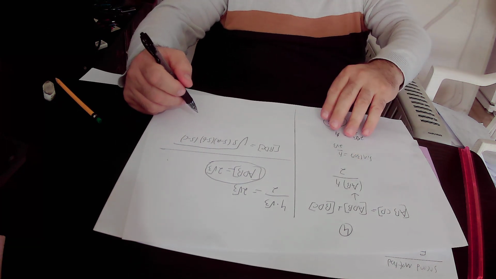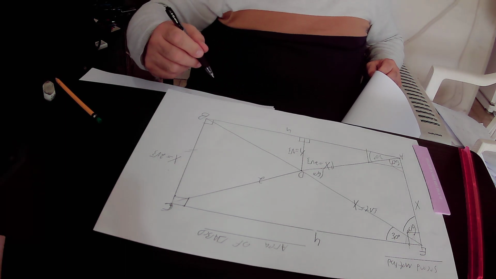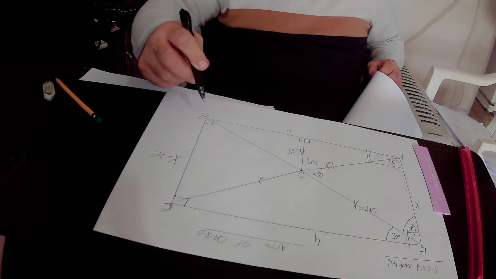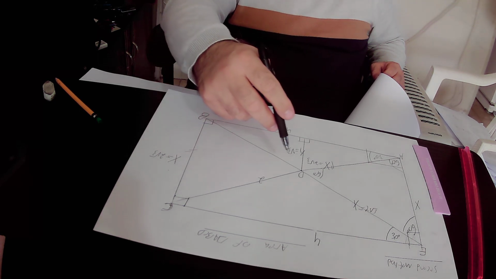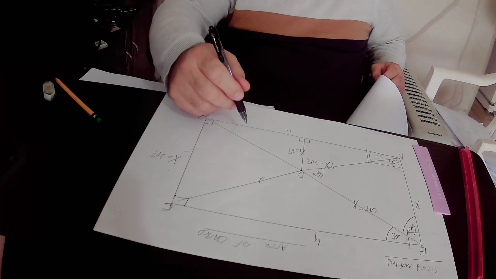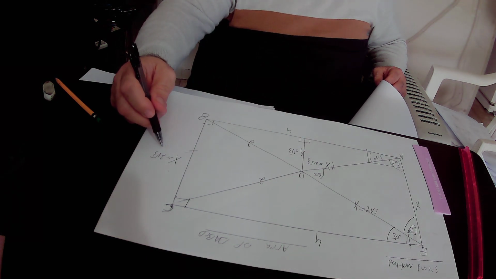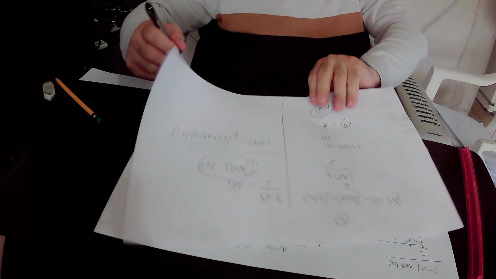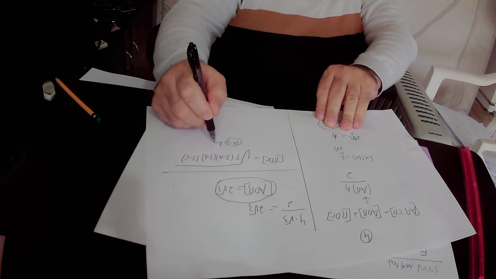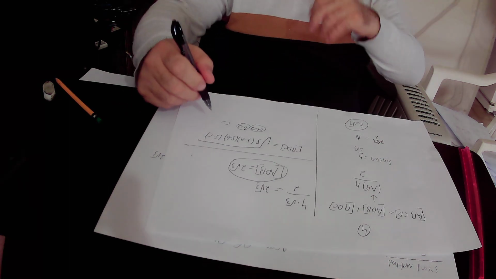Here A, B, and C are the sides of the triangle. We know that DC equals DB, they are both equal to 2 units, and BC equals 2 times square root of 3. So A equals 2, B equals 2, and C equals 2 times square root of 3.